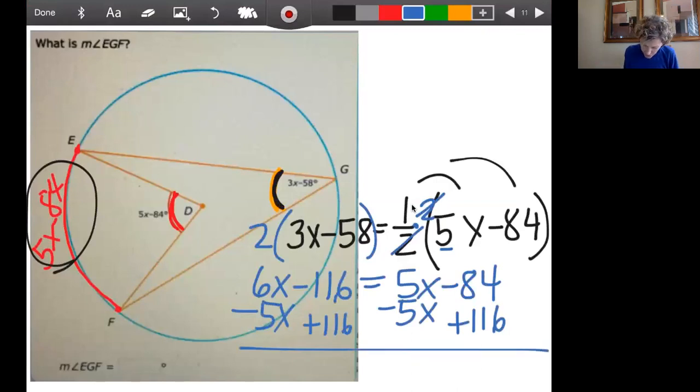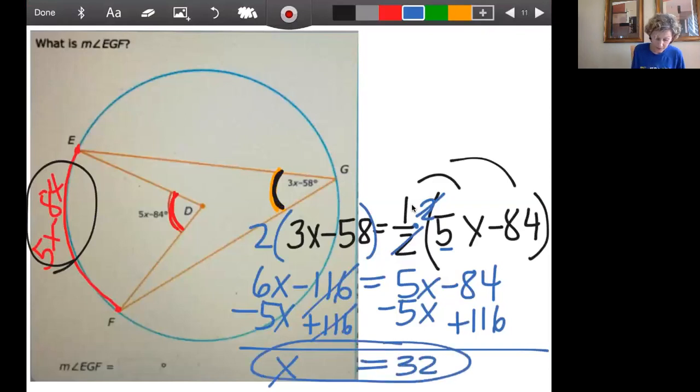Okay, and so here I get x, that's gone, and 116. I'm just going to verify that on the calculator. It's late in the day, I don't want to make a mistake, equals 32. So x equals 32. But here, it's asking for EGF.